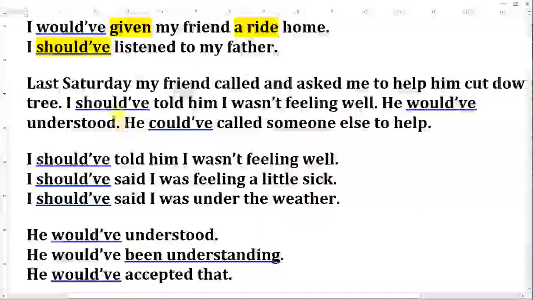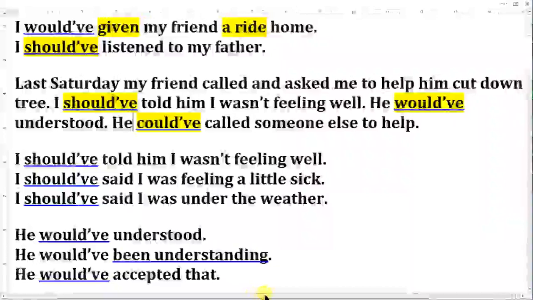Now I will tell you about a problem I had last week. As you will hear, there were a lot of things that did not happen. Just listen. Last Saturday, my friend called and asked me to help him cut down a tree. I should have told him I wasn't feeling well. He would have understood. He could have called someone else to help.